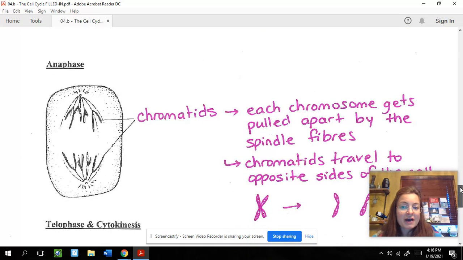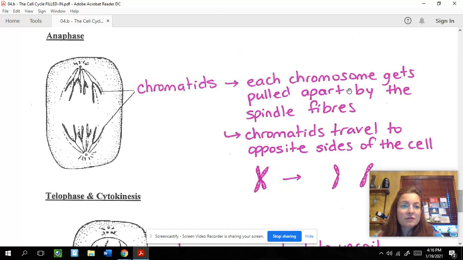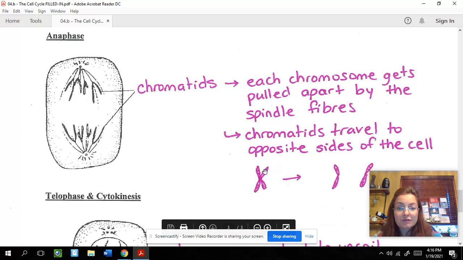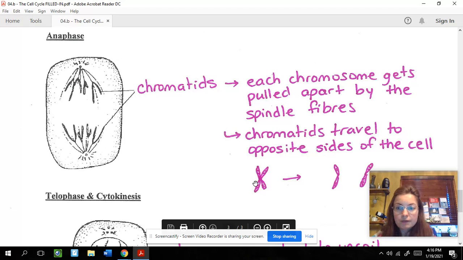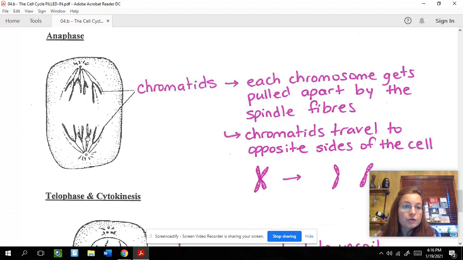After metaphase, we have anaphase. So in anaphase, the chromosomes will split. Each chromosome consists of 2 chromatids. Okay, so what that means is each side of a chromosome is a chromatid, and these 2 chromatids are genetically identical, which means they have the same DNA. So this is identical to this, and they're both identical to this. So in anaphase, we see the chromosomes split.